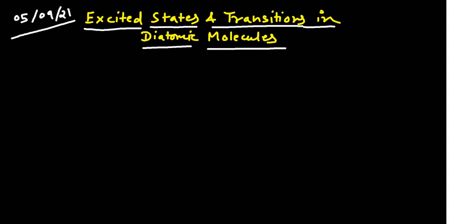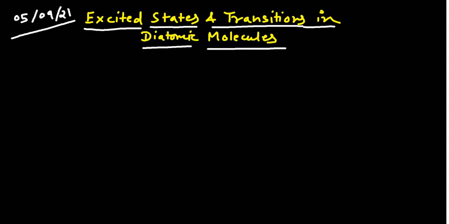So guys, in today's class I am going to discuss the excited states present in the diatomic molecules, and then we will see the types of the transitions which may be there in your diatomic molecules. Okay, and then we'll check the conditions, which transitions are allowed and which transitions are not allowed.